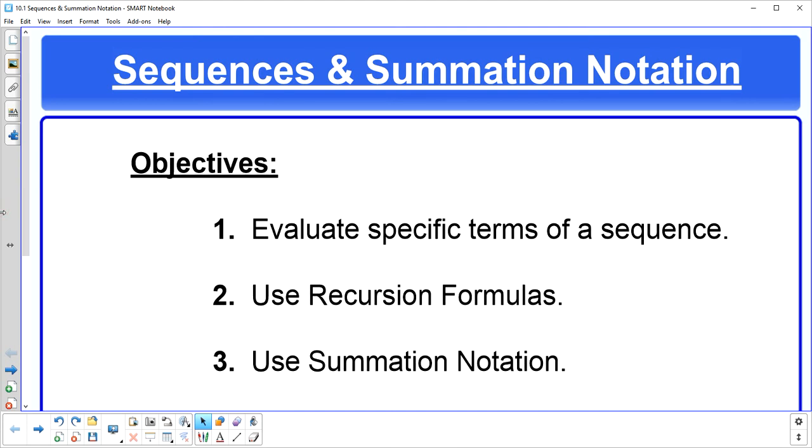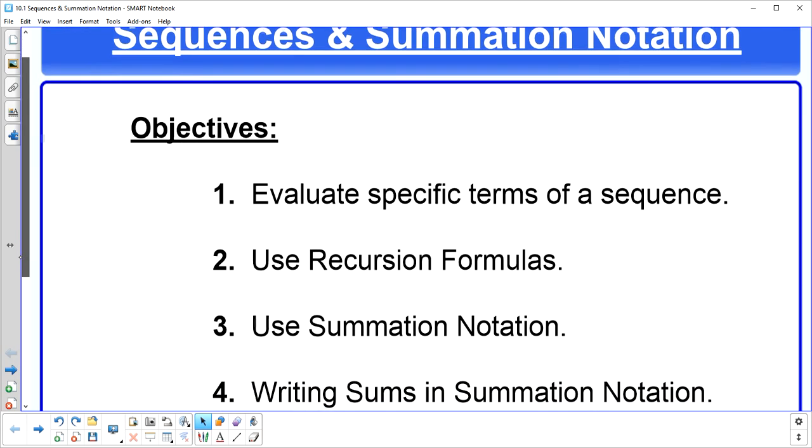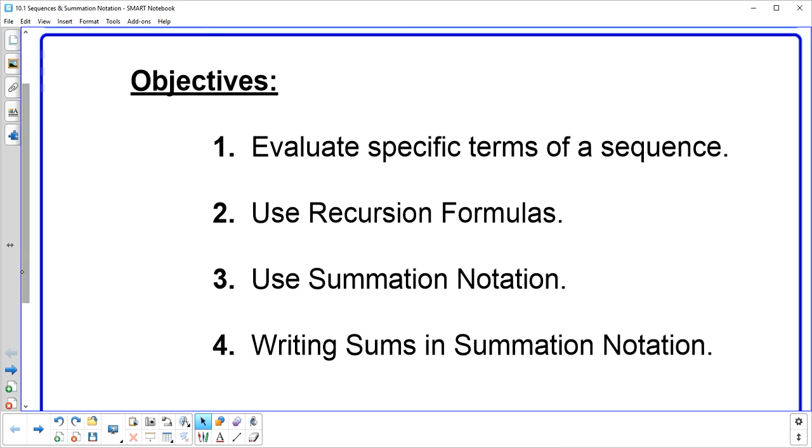Alright, pre-calc, so our next unit is going to have 3 or 4 videos. The first one is going to be about sequences and summation notation. Some stuff you've seen in Algebra 2 and definitely in FST if you took that class. Today we're going to talk about evaluating a specific term and then what recursion formulas mean. And finally we'll do our summation notation and then the reverse, writing sums in summation notation.